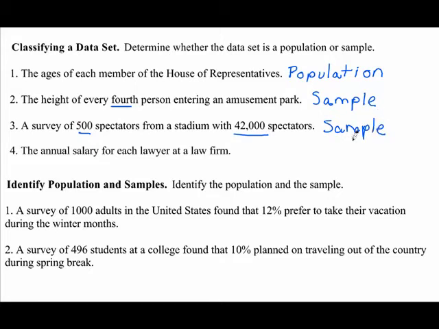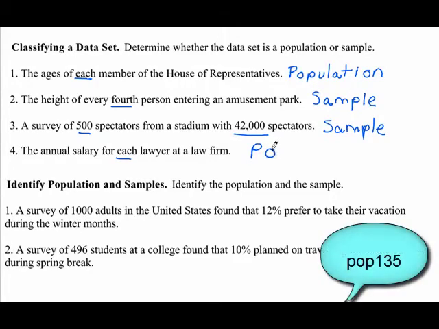And one more of these, the annual salary for each lawyer at a law firm. And so in this case, again, like number one, it's a population. Now, it's not always going to be the word each to tell you it's a population, but in this case, since it's each lawyer at a law firm, that's every lawyer at that law firm. The population is the law firm lawyers, and in this case, it is the population because it's all of them.